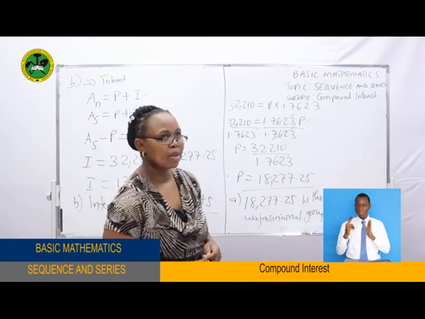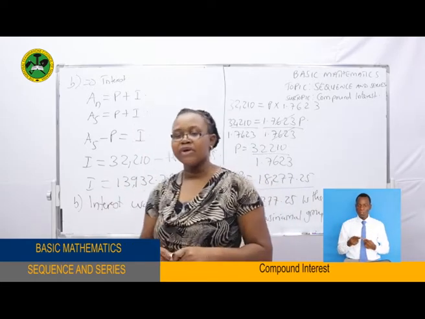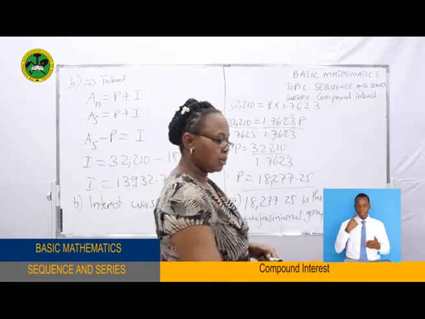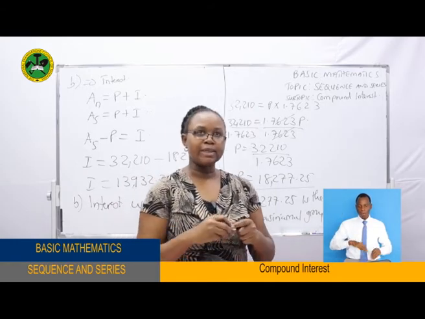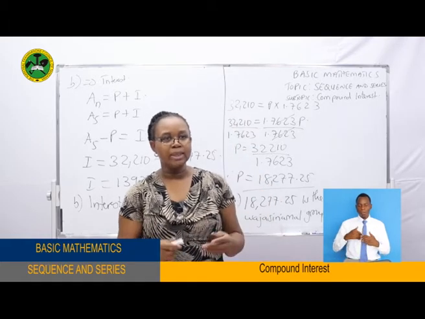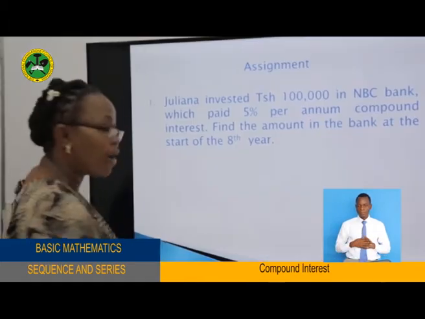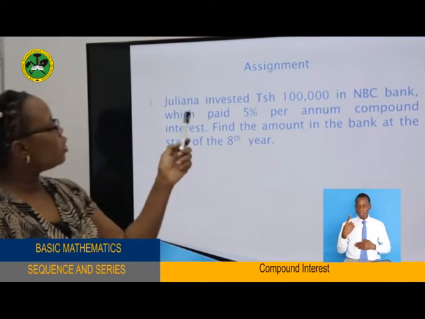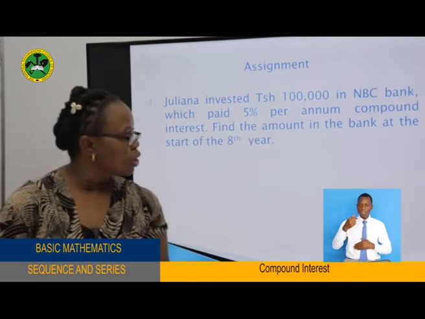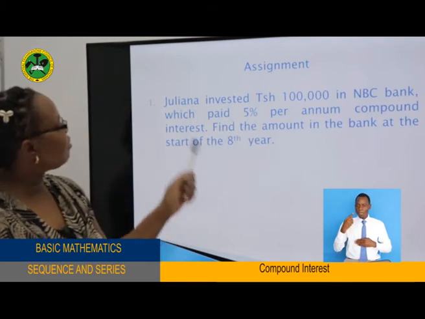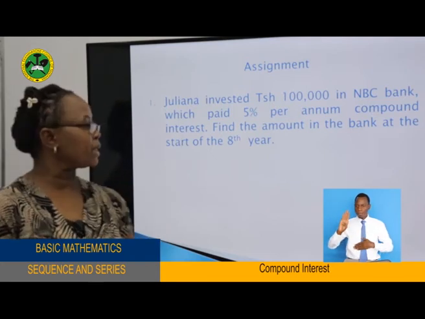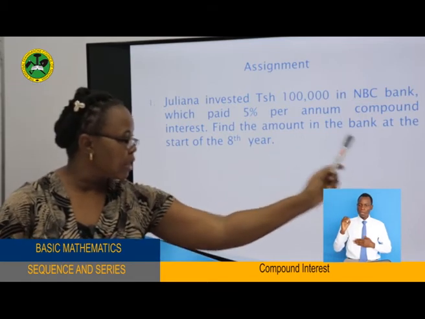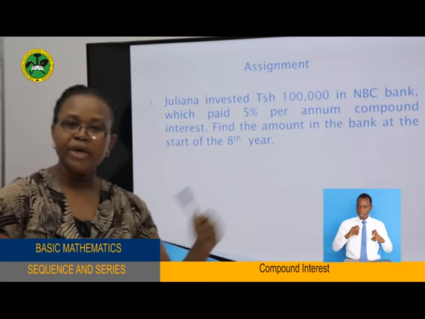My dear students, after looking at those 3 examples, I will leave you with an assignment so you can try to solve on your own time. Question number 1: Juliana invested Tanzanian shillings 100,000 in NBC Bank, which paid 5% per annum compound interest. Find the amount in the bank at the start of the 8th year.